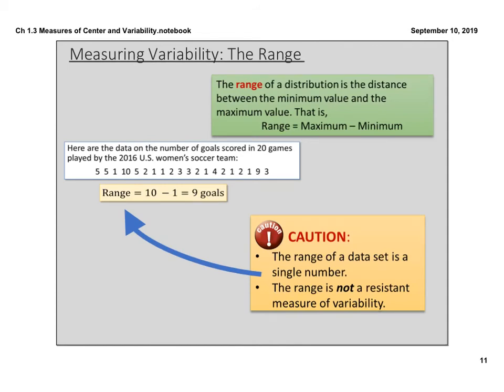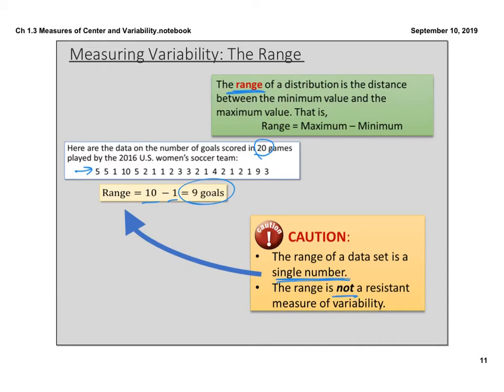All right, let's talk about variability. So there's a bunch of different ways of thinking of variability. One of them that you've probably heard before is the range. The range of a distribution is the value of the maximum minus the minimum. So the range of the U.S. women's soccer team goals in its 20 games is 10 minus 1, which is 9 goals. So the range of a data set is a single number.